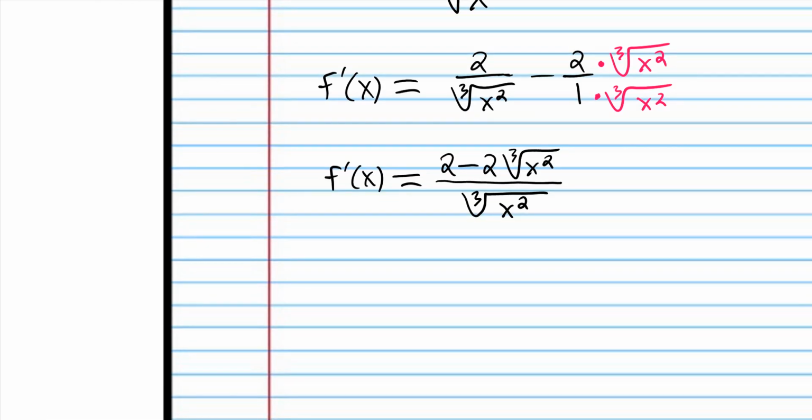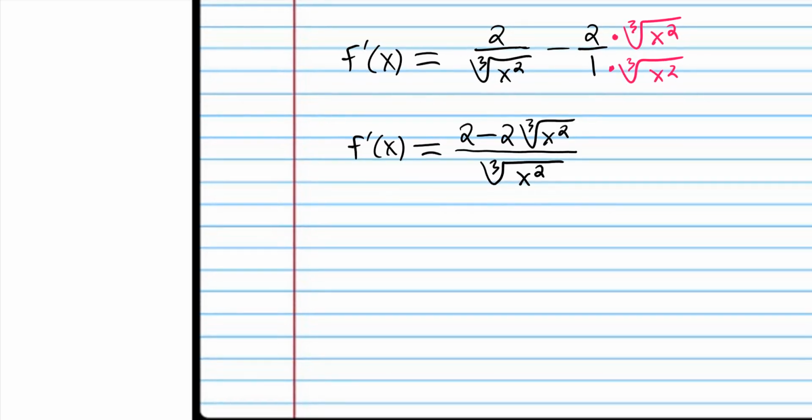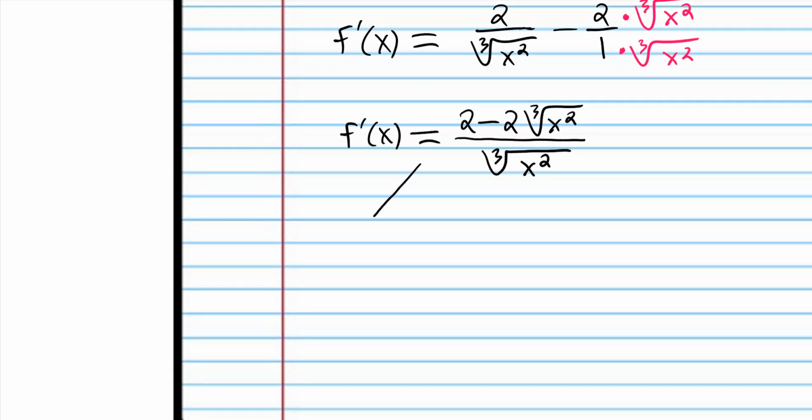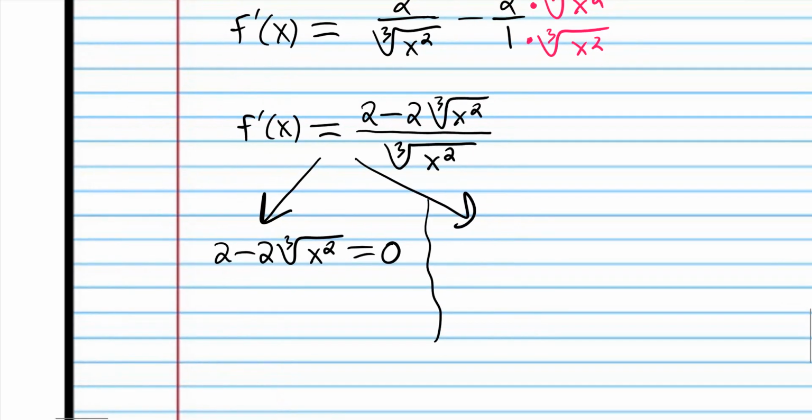So now we have the derivative expression, and remember, the critical numbers are x values that make the derivative undefined or 0. So if the derivative is 0, then that means that the numerator of this fraction is going to be 0. But if the derivative is undefined, that means the denominator of the fraction is going to be 0.